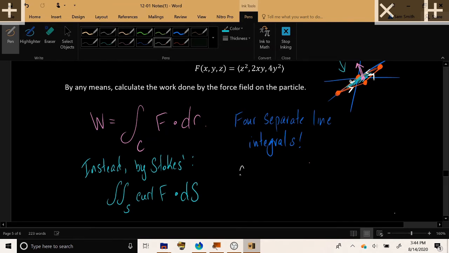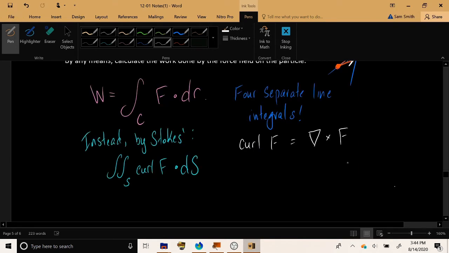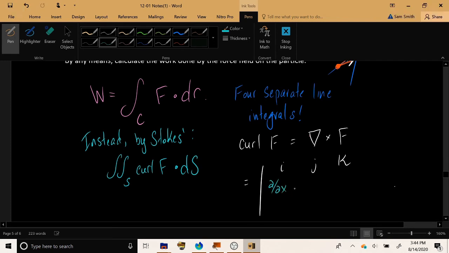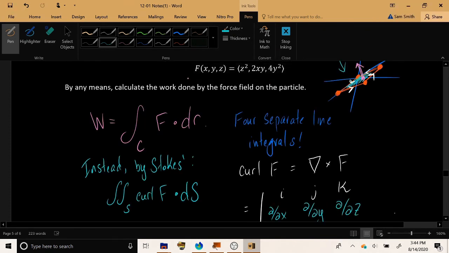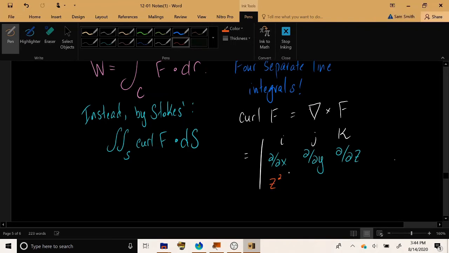Let's calculate curl F, which is equal to the nabla operator cross product F, which is equal to the determinant of the matrix i, j, k, with partial x, partial y, and partial z in the second row, and the components of the force field in the third row. So we have z squared, we have 2xy, and for our final component, we have 4y squared.